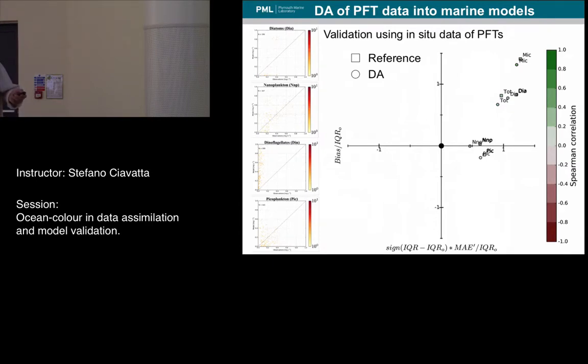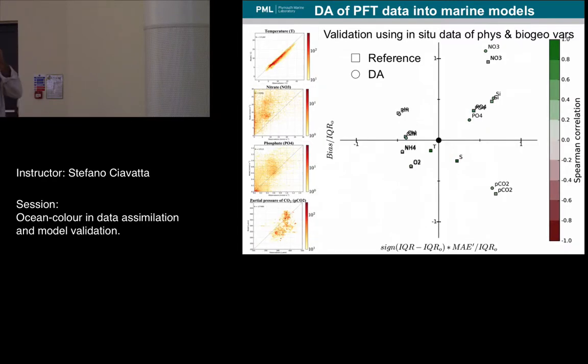Here we have microplankton, diatoms, nanoplankton, picoplankton. In all the cases, we are closer to the center, meaning that we improved the simulation of the in situ data of plankton functional types, even if there were very few of these data available. Even more interestingly, we improved the simulation of some biogeochemical variables that we have in situ data for.